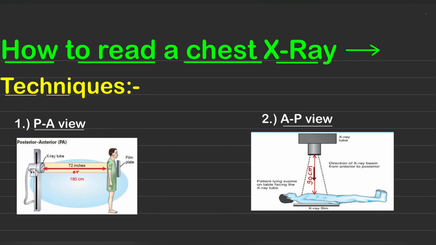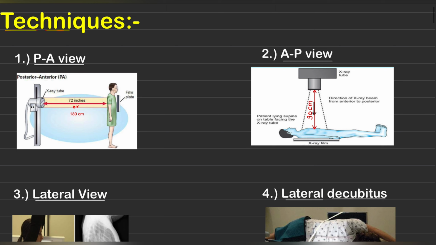Hi, in this video we will discuss how to read a chest x-ray. First of all, we need to know what the different techniques are by which we can get a chest x-ray. The first one is the PA view, posterior anterior view. In this you can see the distance between the radiographic machine and the patient is approx 180 centimeter.